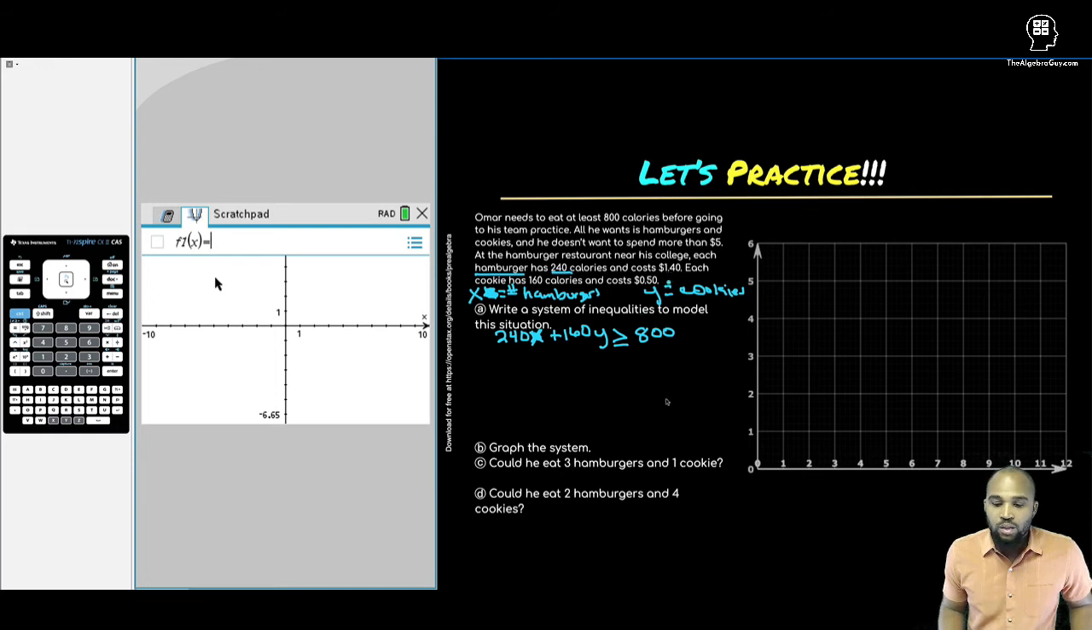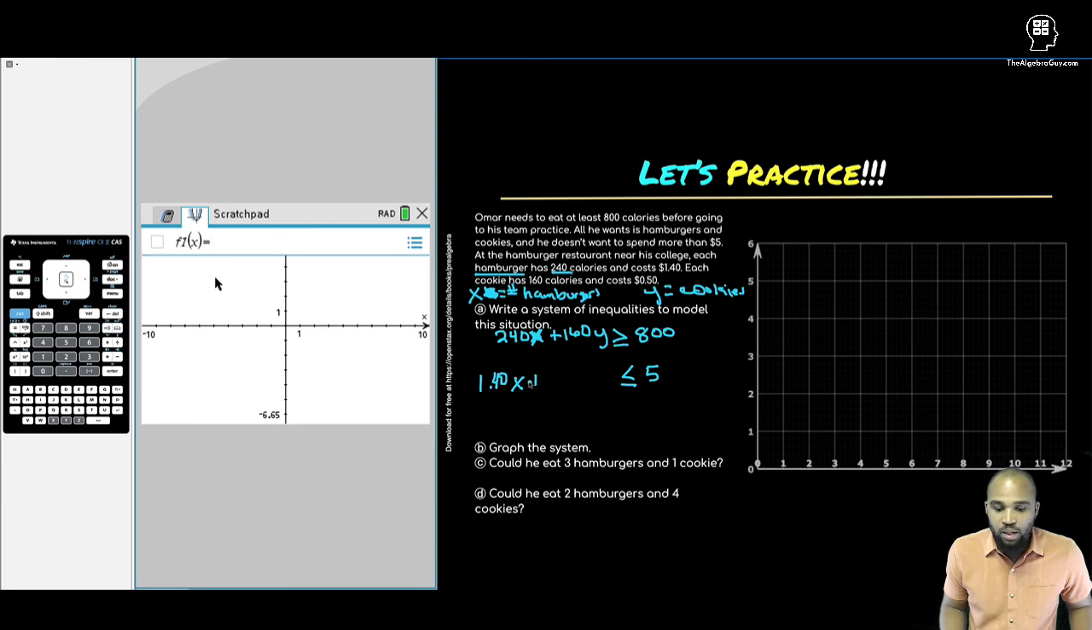And the other is dealing with the money. He only has $5. He can spend no more than that. He can spend equal to $5. He can spend less than $5, but he can't spend more. So he needs to be less than or equal to $5. How much is a hamburger? So my hamburgers, represented by my X, are $1.40.